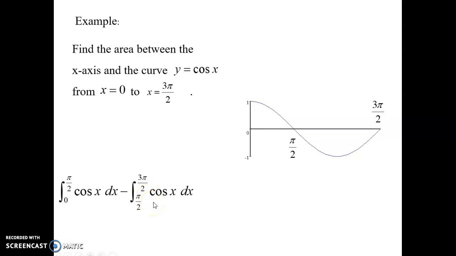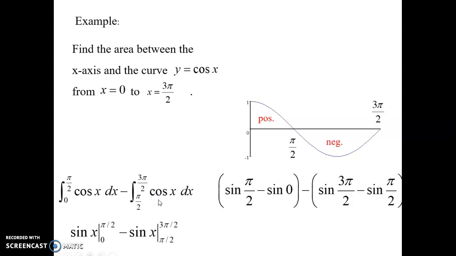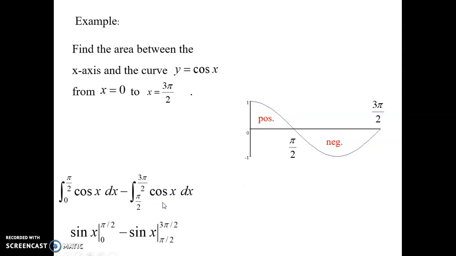So let's use the fundamental theorem of calculus here to calculate this area. This will be positive, this would be negative, so we're going to take the negative of the negative. So let's first use the antiderivative here. The antiderivative of cosine is the sine of x, and I'm going to evaluate that from 0 to pi on 2. And then again, the antiderivative of cosine is sine of x, and we're going to evaluate that from pi on 2 to 3 pi on 2.